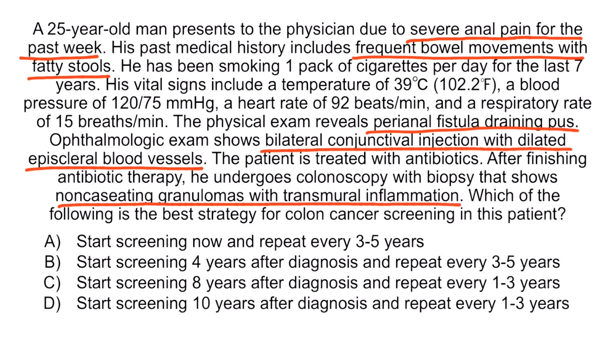The best strategy for colon cancer screening in patients with Crohn disease is to start screening 8 years after diagnosis and repeat every 1 to 3 years. So the correct answer is option C.